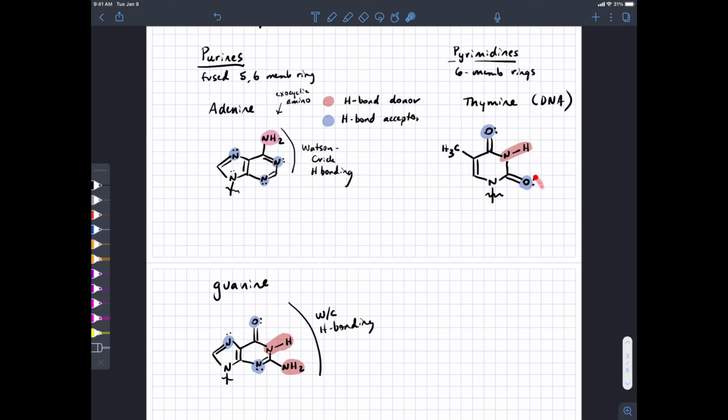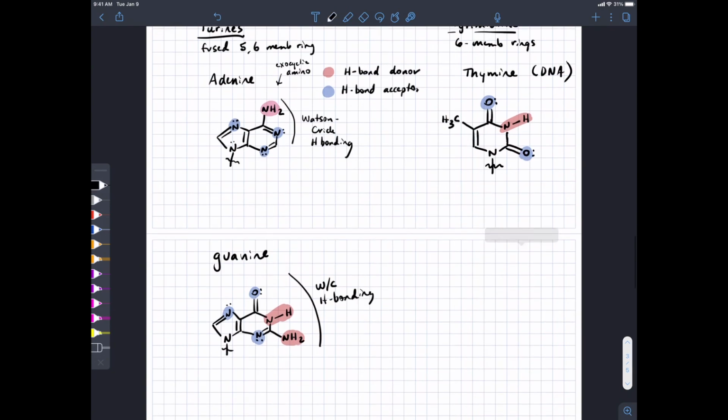Also notice that there would be one that's not satisfied, but presumably that could interact with other things in either the major or the minor group, I'm not sure which. Uracil is just like thymine, but has no methyl group. Okay, so you can draw uracil. You're just going to copy this and erase the methyl group.